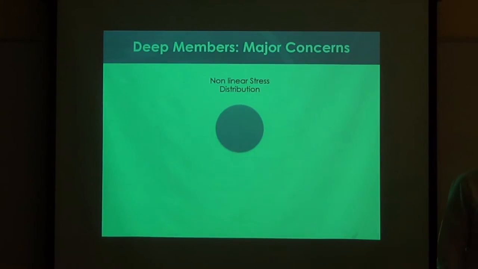So what are the major concerns for deep members? What are the reasons that we are concerned about deep members? Number one, no linear stress distribution. So our equations, cross-section design, CSI's section designer, cannot be used. That's the first concern. Second is the possibility of lateral buckling. Why? Because of compression. If you have compression on a deep beam, at the top of the beam, when it tries to carry a lot of load, it may buckle out of the plane.